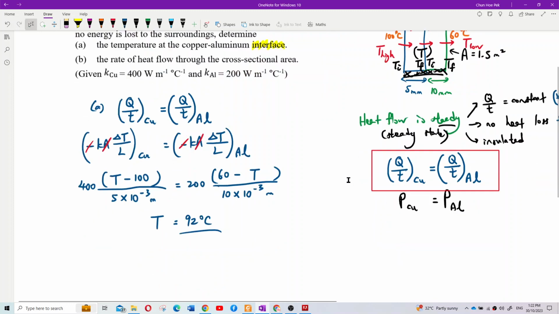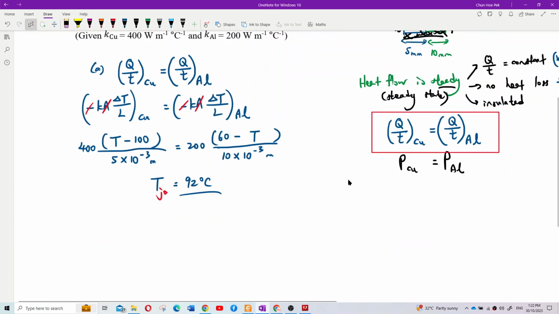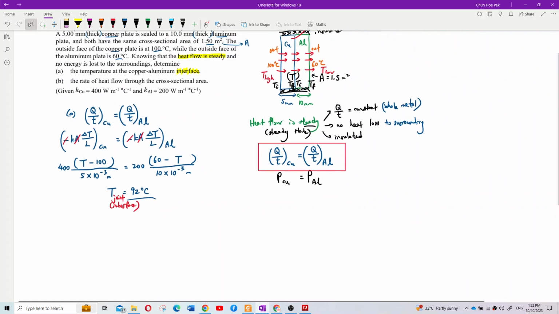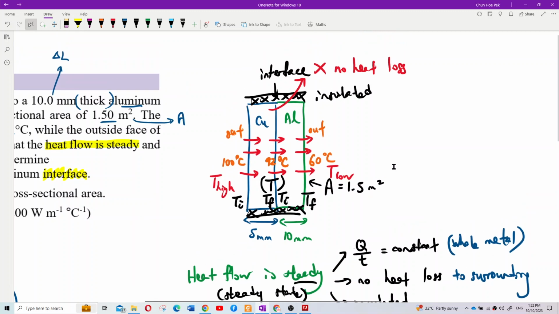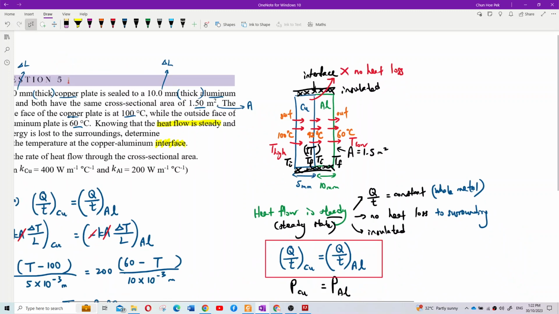This is the temperature at the interface, the joint temperature. Sometimes we say joint temperature, sometimes we say interface temperature. It's the same. That means temperature at the middle. So we know that at the middle is 92 degrees Celsius. Understand, class? Give me a thumbs up if you understand. Okay. So that's the temperature at the middle.